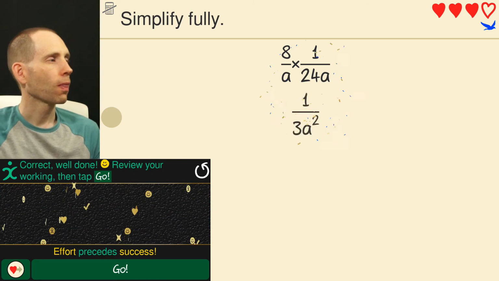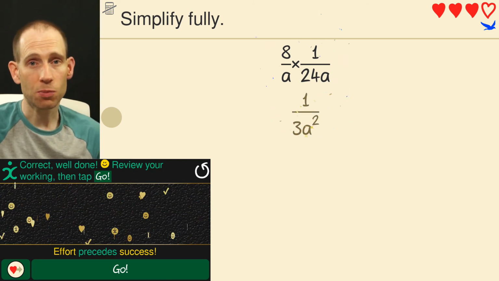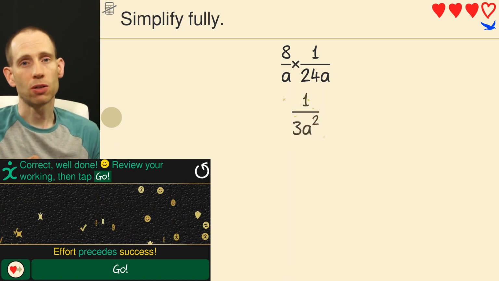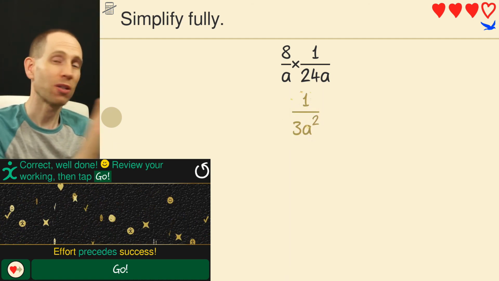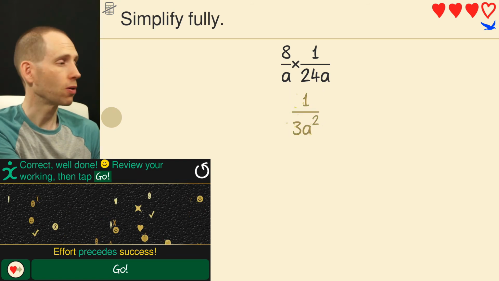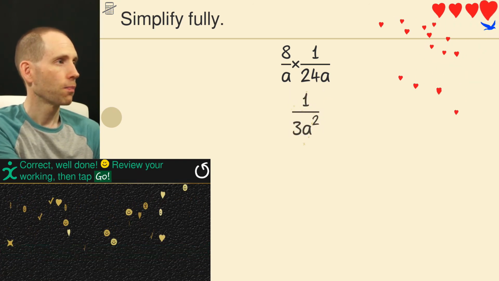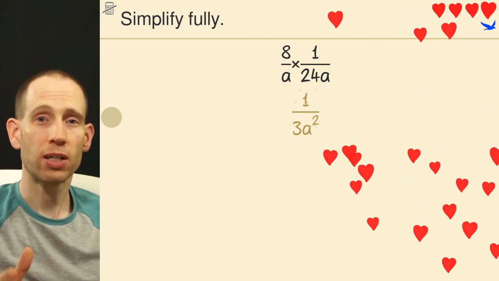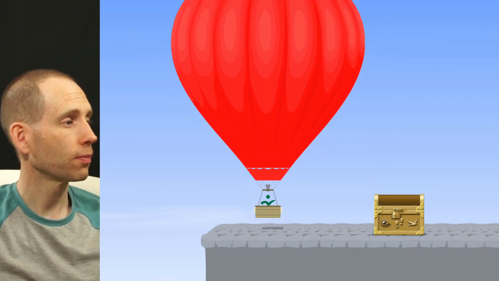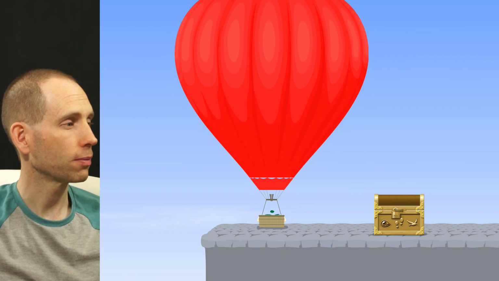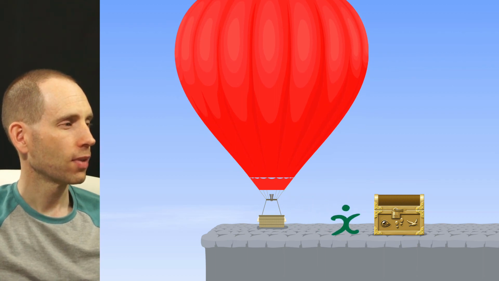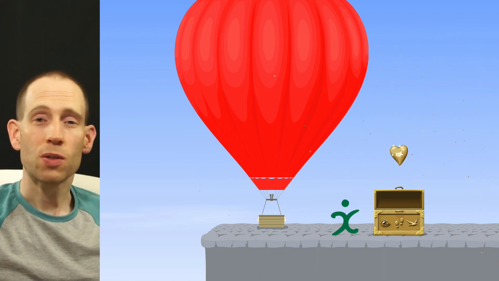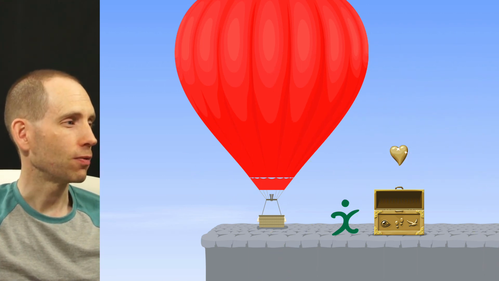There we go. So as I say, practice this as much as you feel you need to. And then when you see that progress button, when you feel that you're ready to move on, then we can finish. So I'm going to finish this topic now by tapping the progress button. Here we go. And we'll see where Mr. Green gets to on his balloon ride. There he is, landing on a cliff. And it looks like he's found some treasure. There we go, a sparkly gold heart. Lovely.